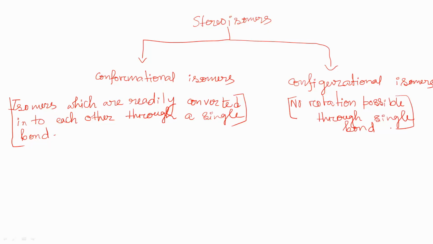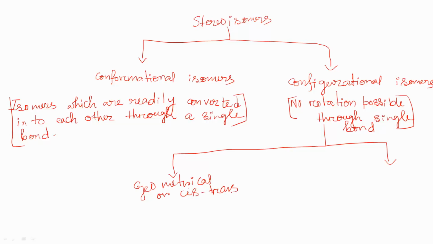Now, configurational isomer is also of two types. One is the geometrical or cis-trans isomer, and the second one is the optical isomer. So the configurational isomer can be divided in two ways: geometrical or cis-trans isomer, and optical isomers.